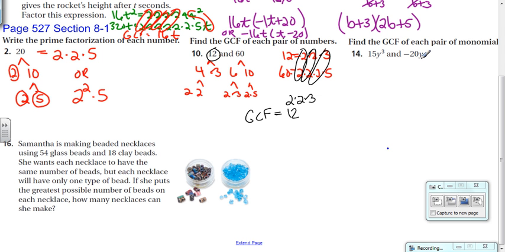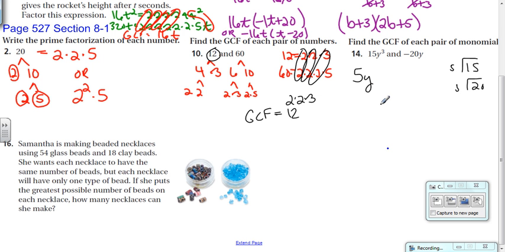If you do it mentally, you can say, what's the biggest number that goes into 15 and goes into 20? Well, you know 5 goes into both of those. So I know 5 is the greatest common factor between 15 and 20. And then between the y's, they have a y in common. And you pick the y with the lowest exponent. So 5y is the greatest common factor.